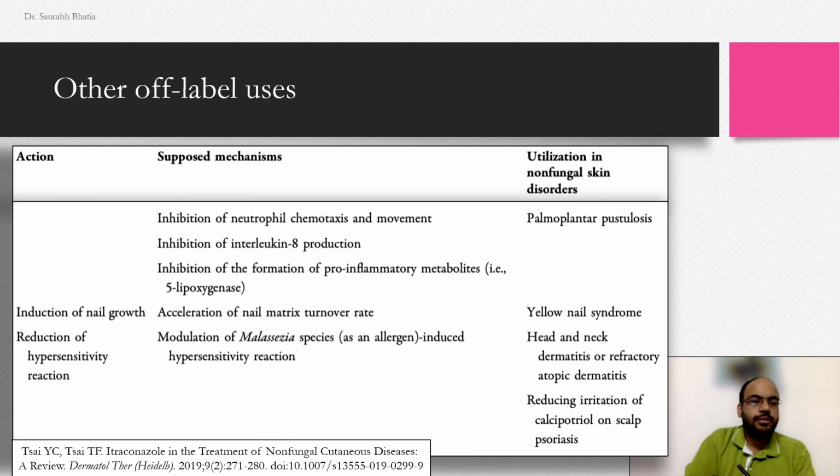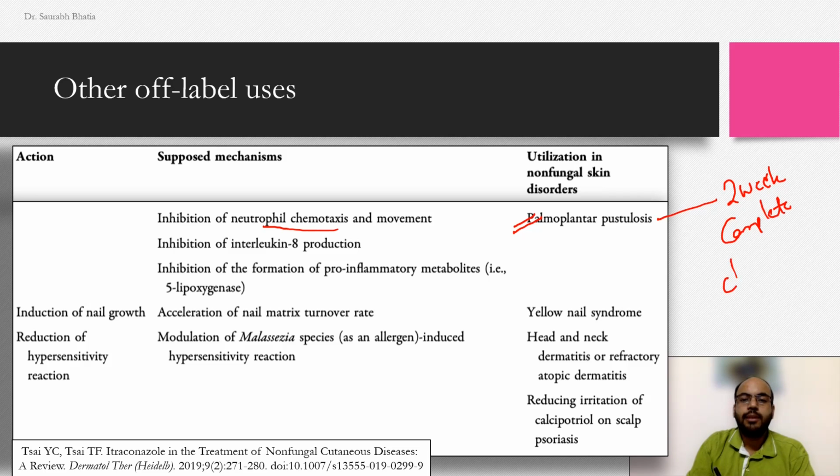Other disorders also include inhibition of neutrophil chemotaxis, so you use it in palmoplantar pustulosis. In fact, the articles mention that within 2 weeks you have complete clearance of all pustules. Also, induction of nail growth in disorders like yellow nail syndrome, and reduction of hypersensitivity reaction to Malassezia furfur in head and neck dermatosis, or irritation because of application of calcipotriol. So I request you to go and read this article in full. You will understand a lot of non-fungal uses of itraconazole.